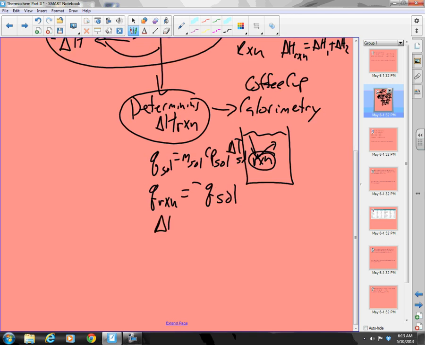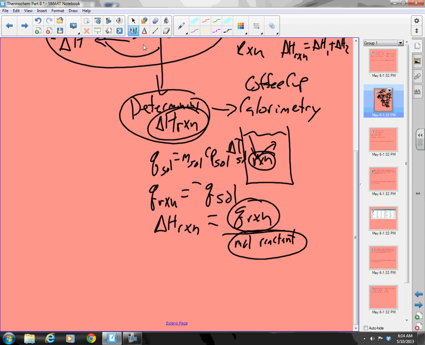And then delta H for my reaction, what I'm really after, is just going to be Q of my reaction divided by usually moles of a reactant. They'll usually tell you, I want it in terms of kilojoules per mole of hydrochloric acid. So I have to figure out the moles of the reactant and divide it into your Q, and that's how you get your delta H reaction.